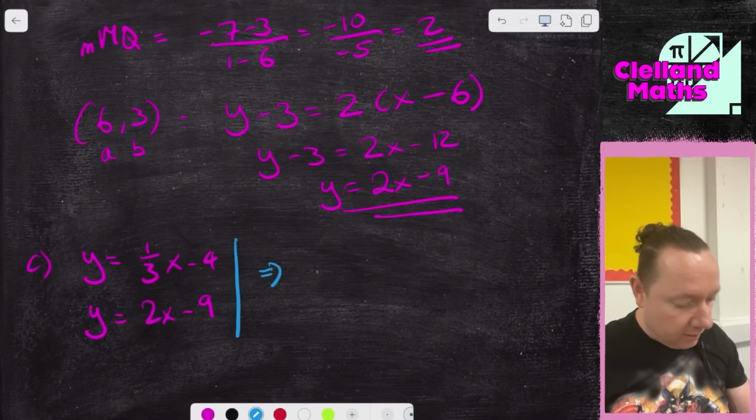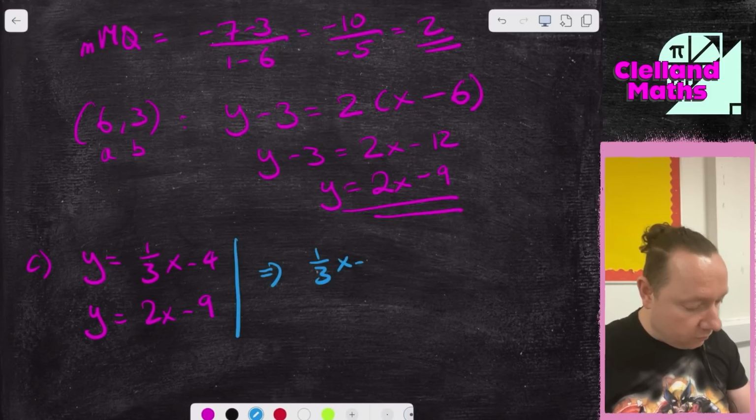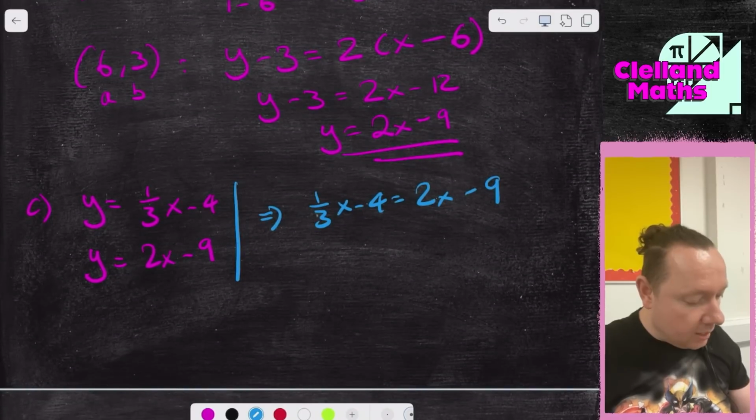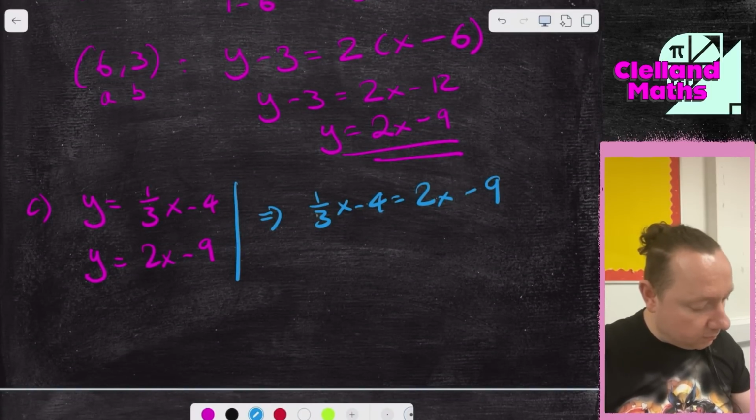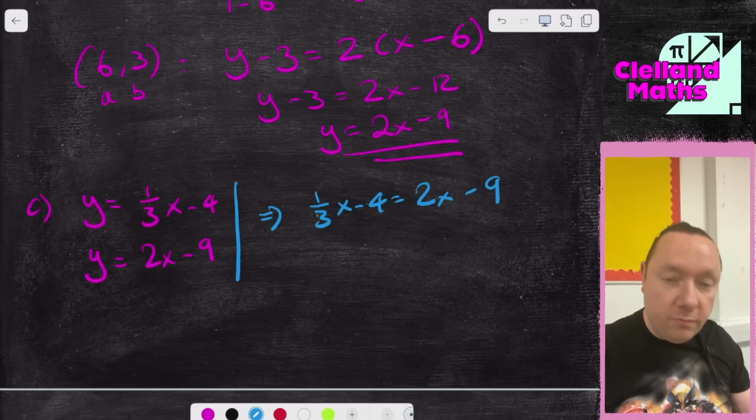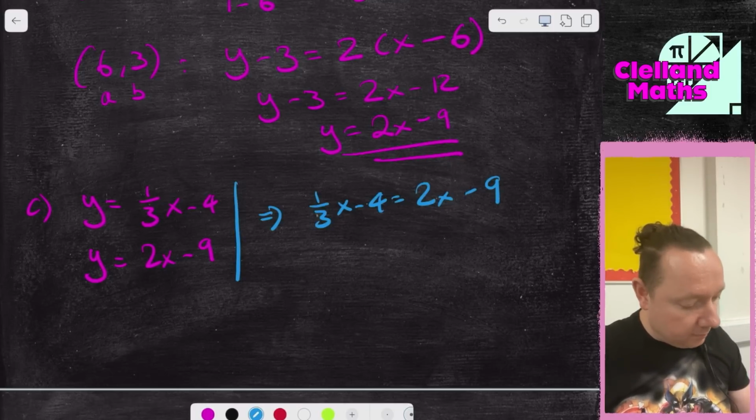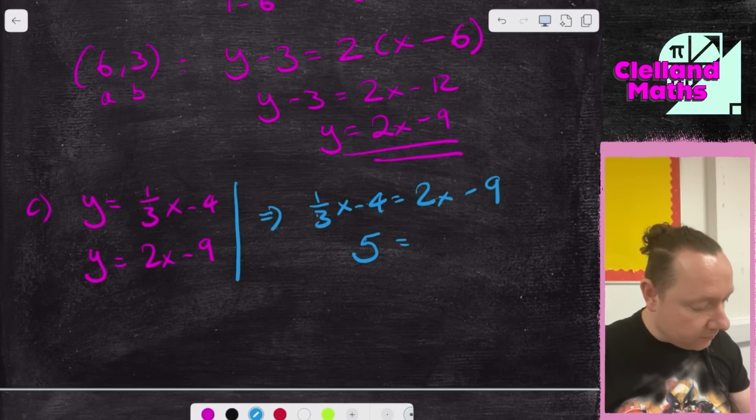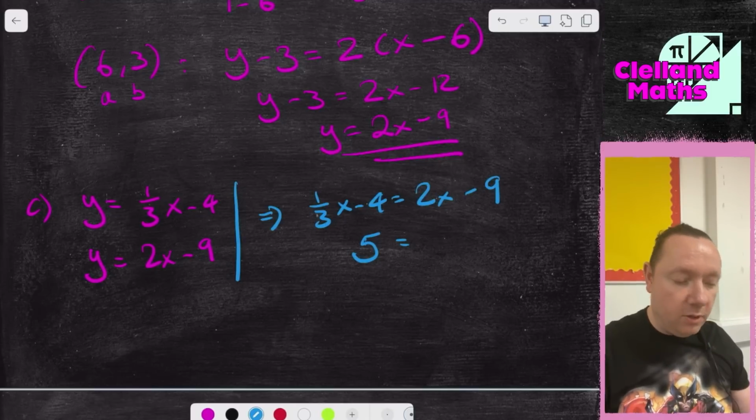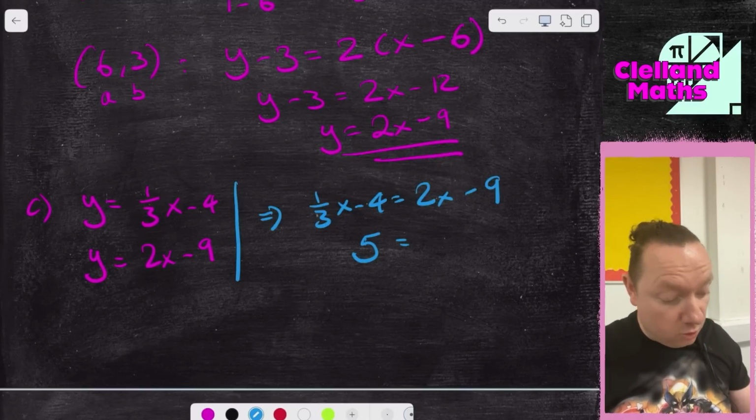So that means that both sides equal each other. So I can just write a third x minus 4 equals 2x minus 9 and solve from there. So this means that I can move the 9 over to join the 4, add in 9. 9 minus 4 is 5 on this side. And then I've got 2x plus a third x. So that is 2 and a third x.